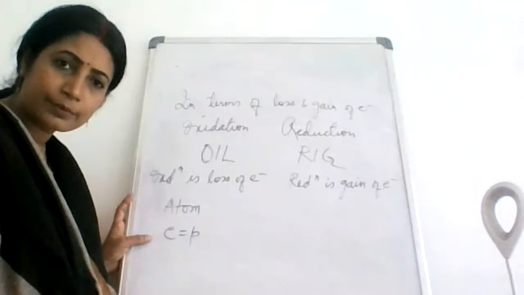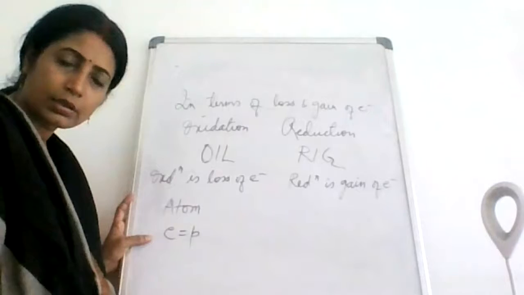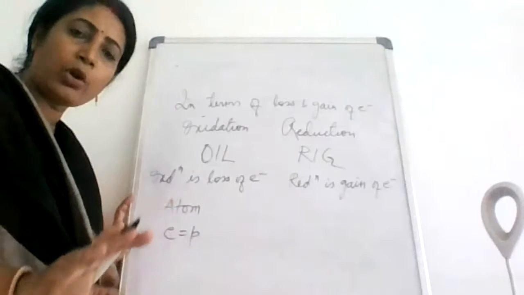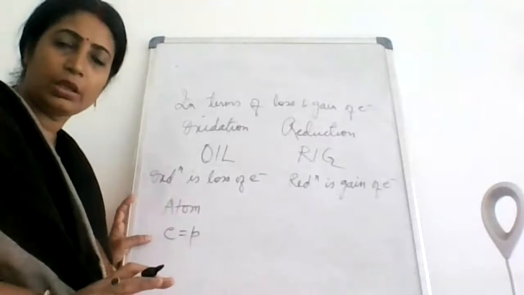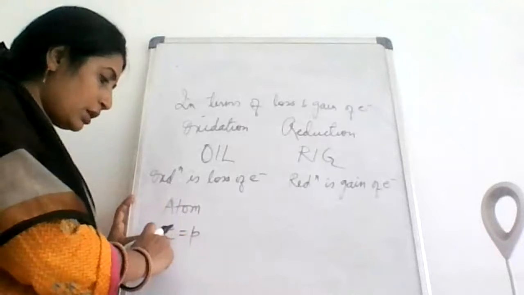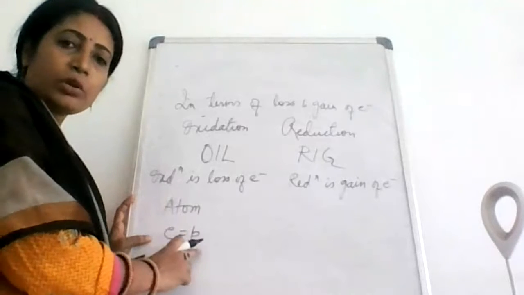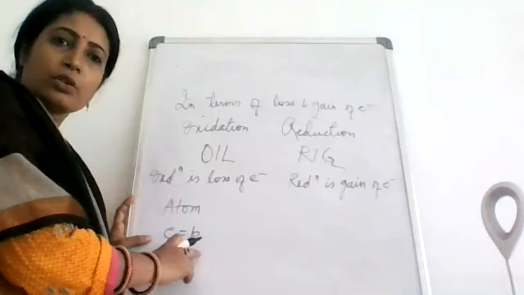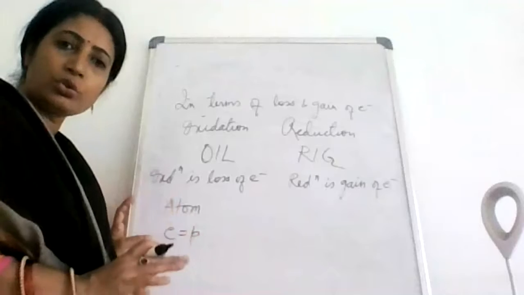Is it okay? Yes, ma'am. Every atom is said to be what? Neutral. Atom is said to be neutral. Why? Because the number of negative charges is equal to the number of positive charges. So the atom as a whole is neutral.